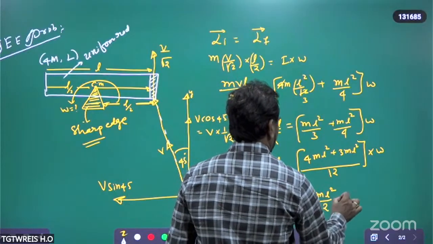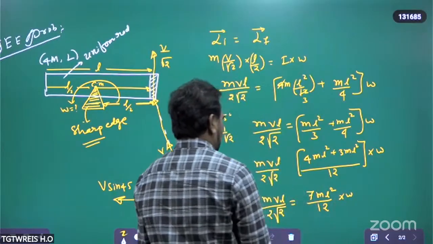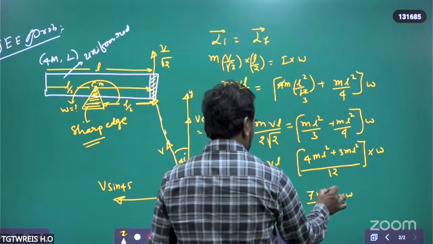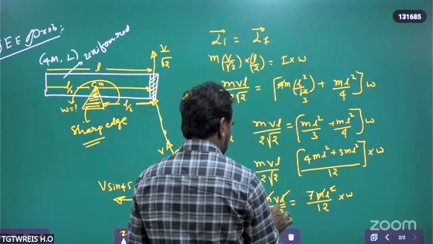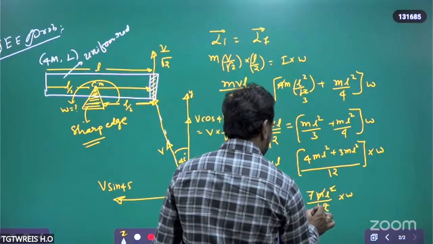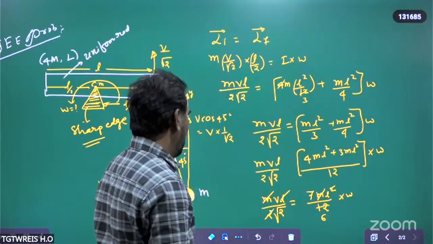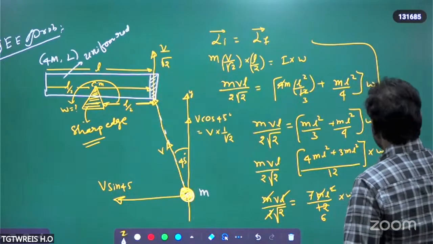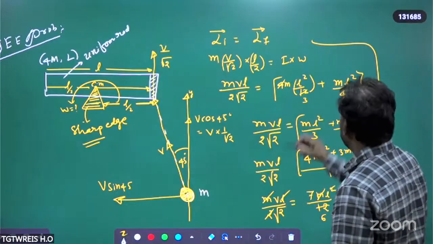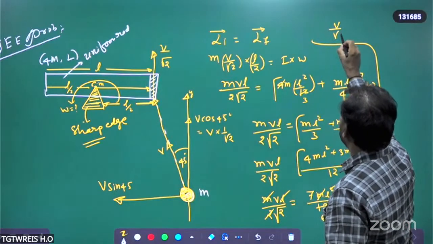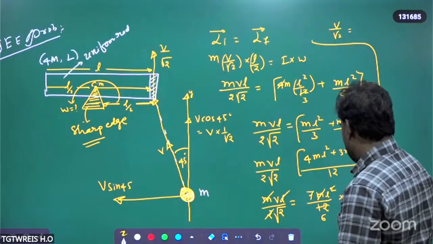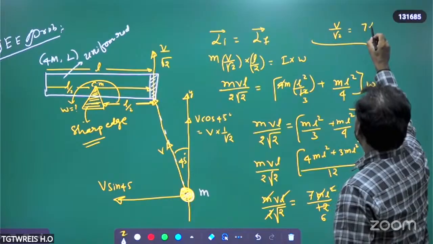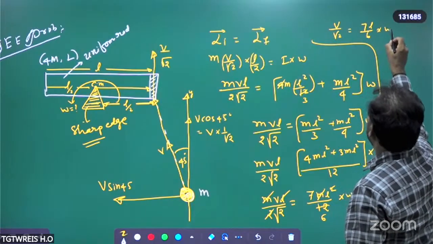upon 12 into omega. On both sides our m also gets cancelled out. One L and one L also get cancelled out. So 2 1s are 2, 6 2s are 12, which gets cancelled. What are the remaining terms? See here: v by root 2 is equal to 7L upon 6 into omega.